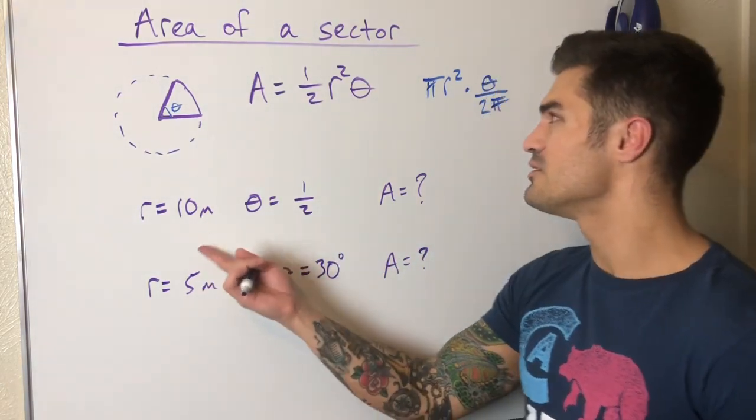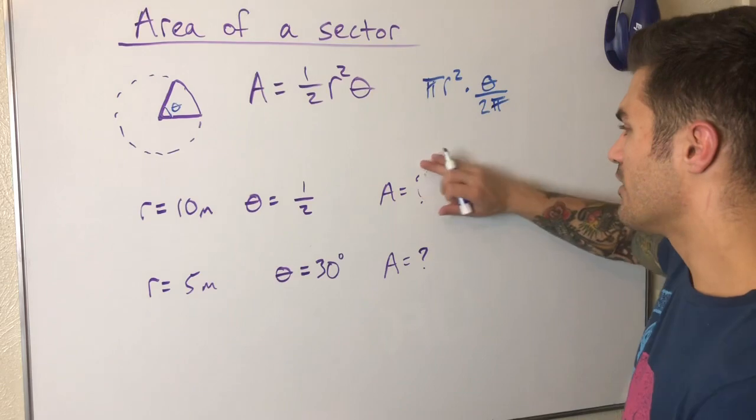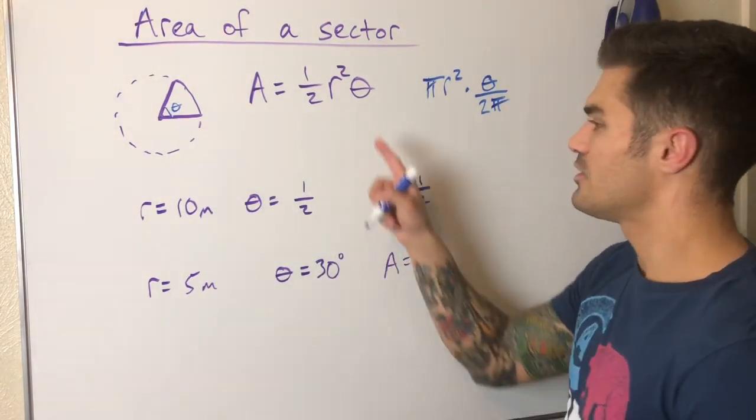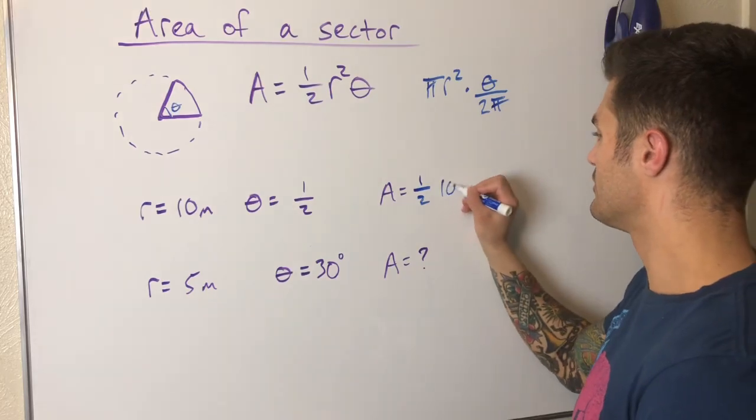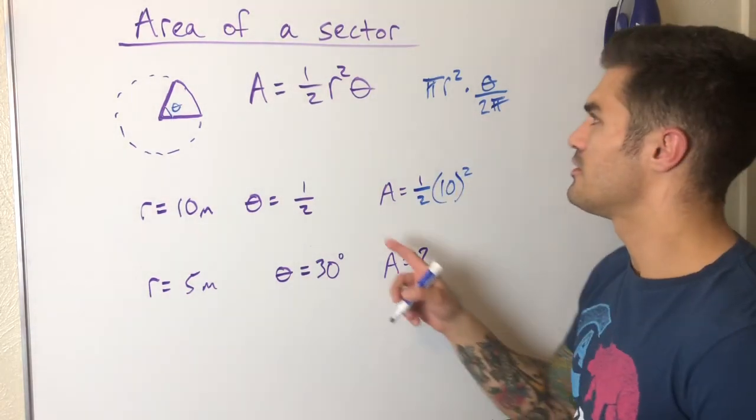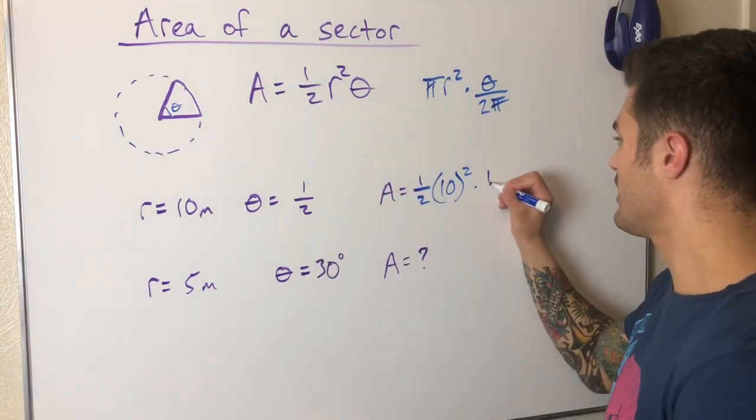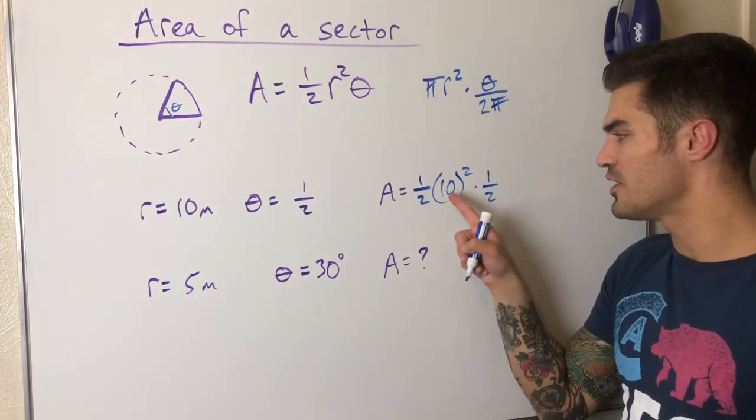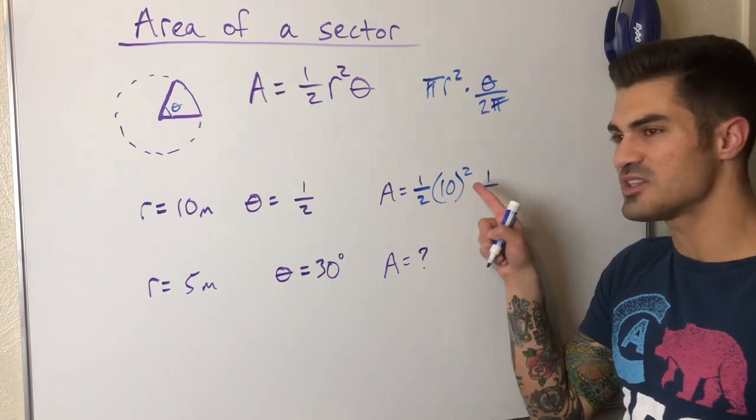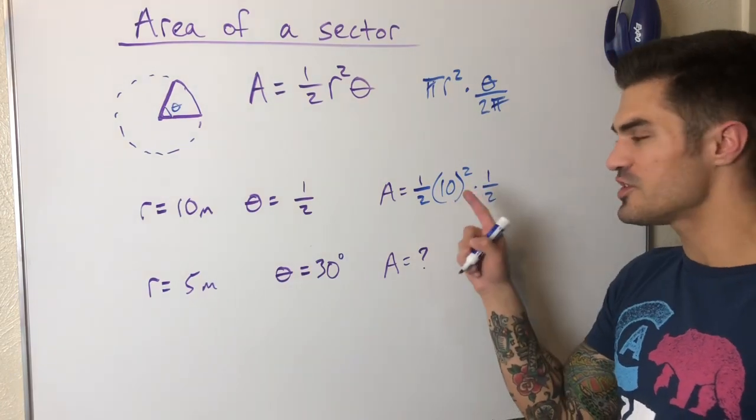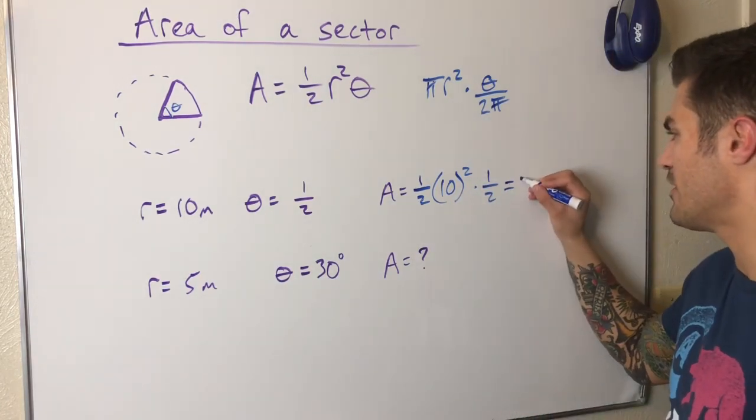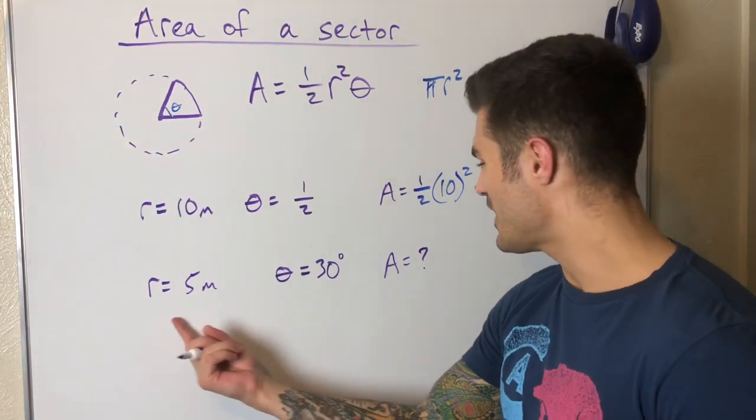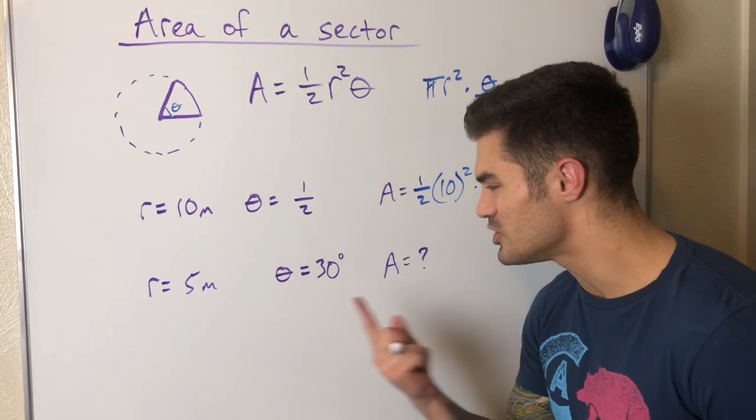So I'm just going to plug in. Our area equals what? 1/2 r squared, that's 10 squared, times theta, that's times 1/2. So I have 1/2 times 1/2, that's 1/4. 10 times 10, that's 100. 1/4 times 100, that's actually 25. Okay, quick maths.